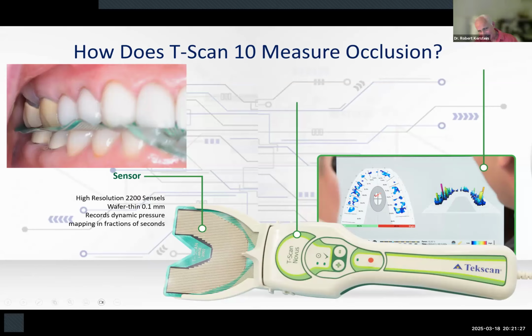So how does the T-Scan 10 actually measure the occlusion? So the sensor, this is the dental sensor, has 2,200 square force measures inside that are about a half a millimeter square. And between them runs conductive ink that is charged by the handle, which is plugged into your computer's USB. And so the sensor has electricity running through it. And as the patient bites on the matrix, the electricity is displaced.